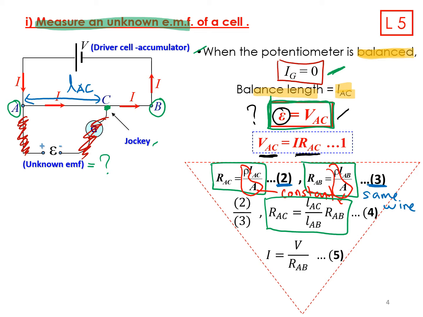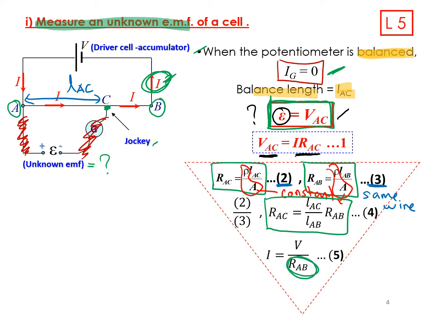And you can rearrange your equation by using Ohm's law. You can find the current, the red current, this one. You can find this current: I equals to V over RAB, because you use the whole wire of RAB. And usually RAB is given.